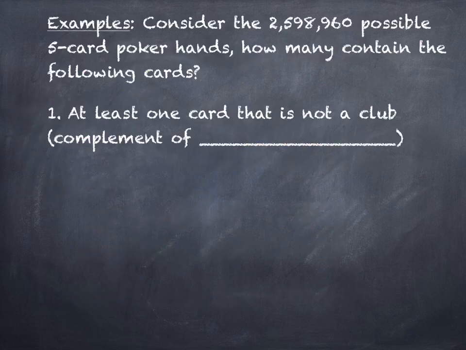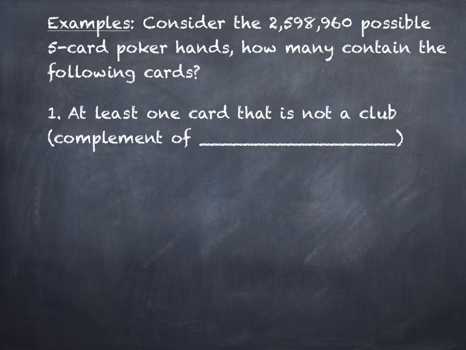All right. So let me show you what's going to actually happen. So first of all, we came up with this number last time. There are 2,598,960 possible 5-card poker hands. You guys remember that one? Vaguely, that was the number we came up with. And we're going to ask several questions based on that. And the first one says, we want to find out the number of ways we can have a hand of cards that has at least one card, not a club.